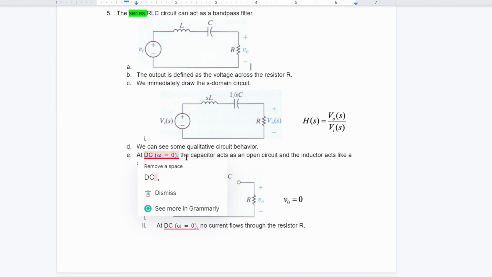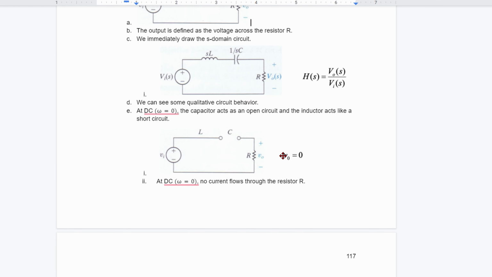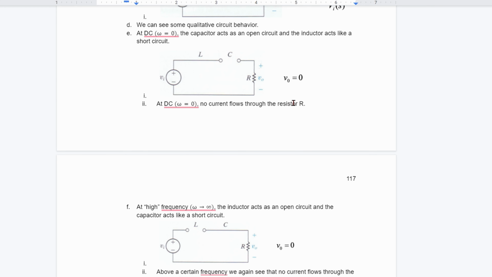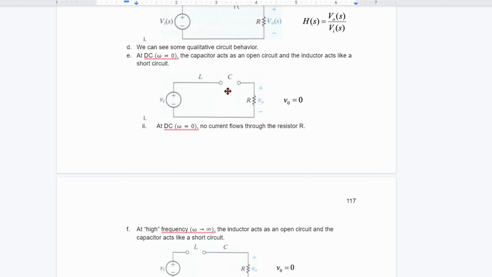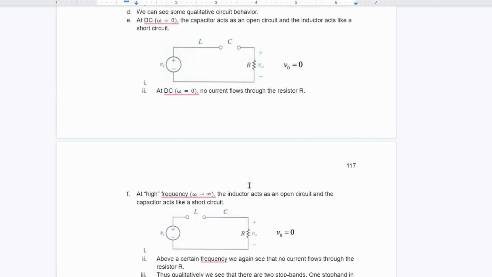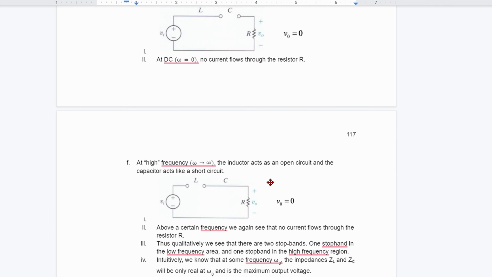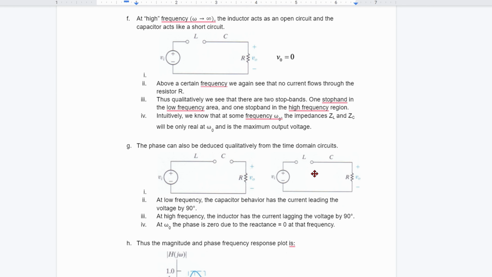When our omega is equal to 0, the capacitor acts as an open circuit and the inductor acts as a short circuit. So no current is going to flow through our resistor R when the voltage is at 0. And then at high frequencies, the inductor acts as an open circuit. So at low frequencies, the capacitor is an open circuit. At high frequencies, the inductor is an open circuit. So still, the resistor will have no current flowing through it.